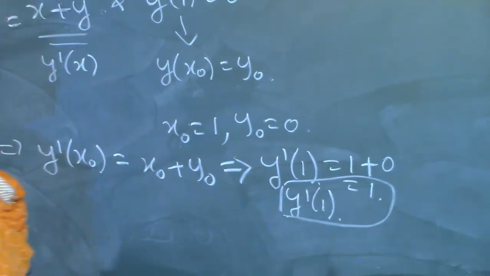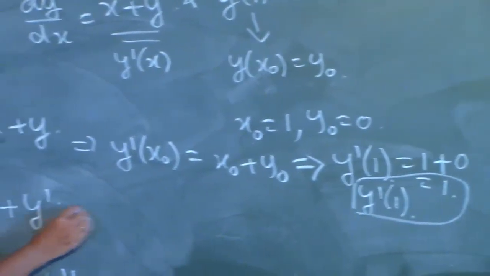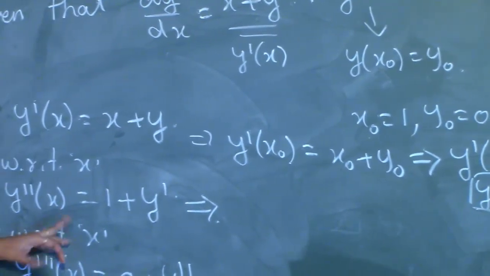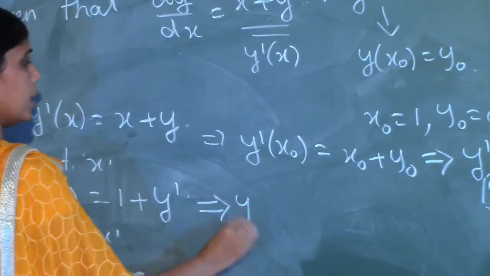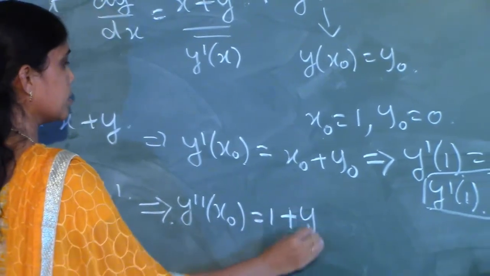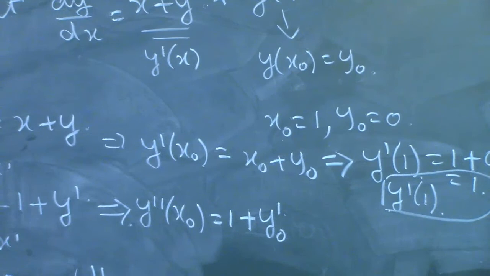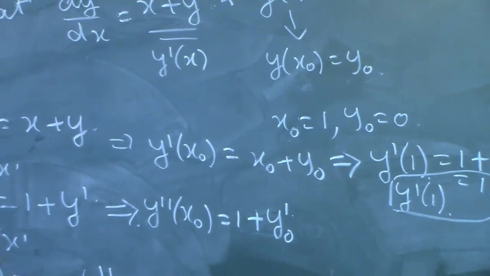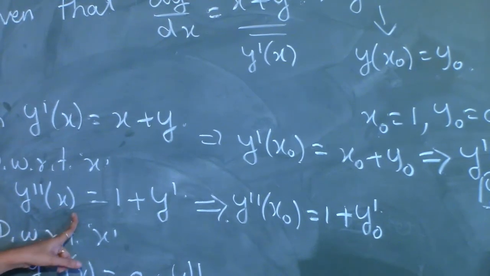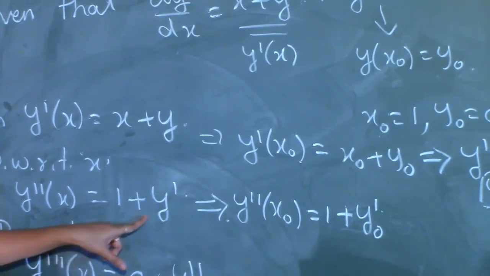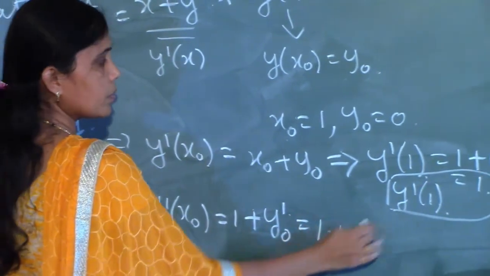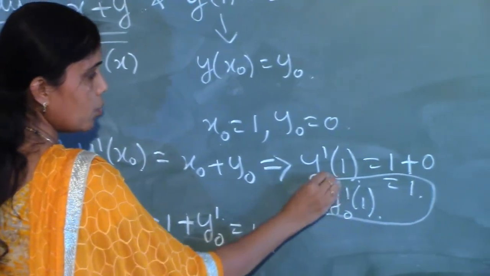This is your y dash of 1 value. Now we will find out y double dash of x naught value. So y double dash of x naught is equal to 1 plus y naught dash, because when x is equal to x naught, y will become y naught. So similarly, y double dash of x naught value will become 1 plus y naught dash. Here y naught dash, this is your y naught dash value.